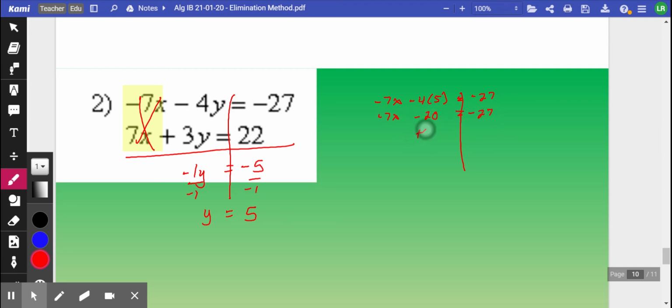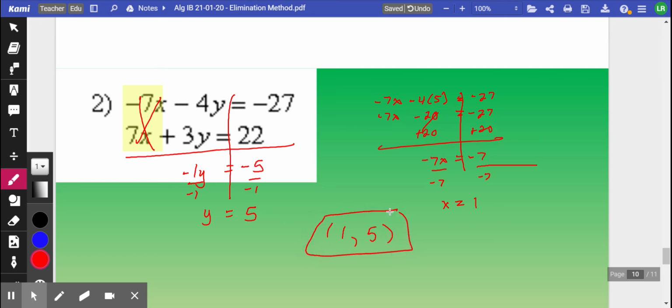And I solve this two-step equation. Add 20 to both sides. I get negative 7x equals negative 7. Finish him. Whoa. And I get x equals 1. So x is 1, y is 5. Okay. All right, so that's our elimination method.